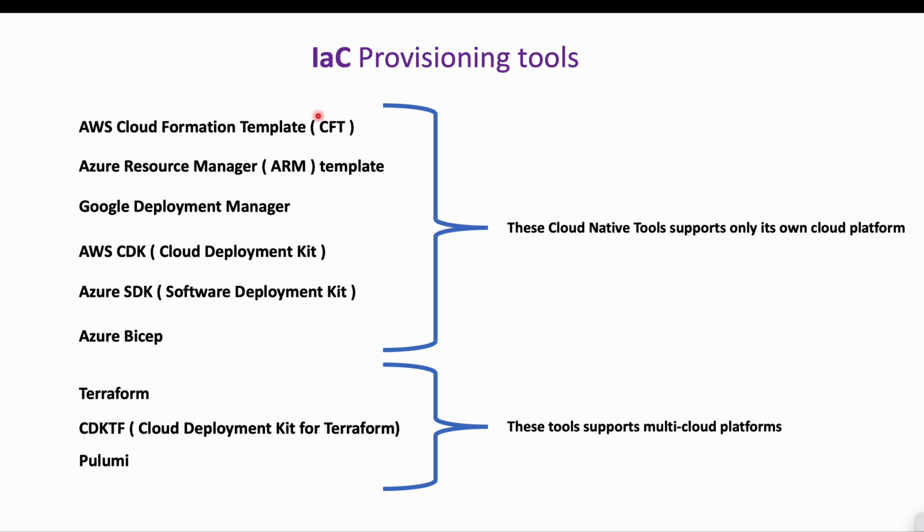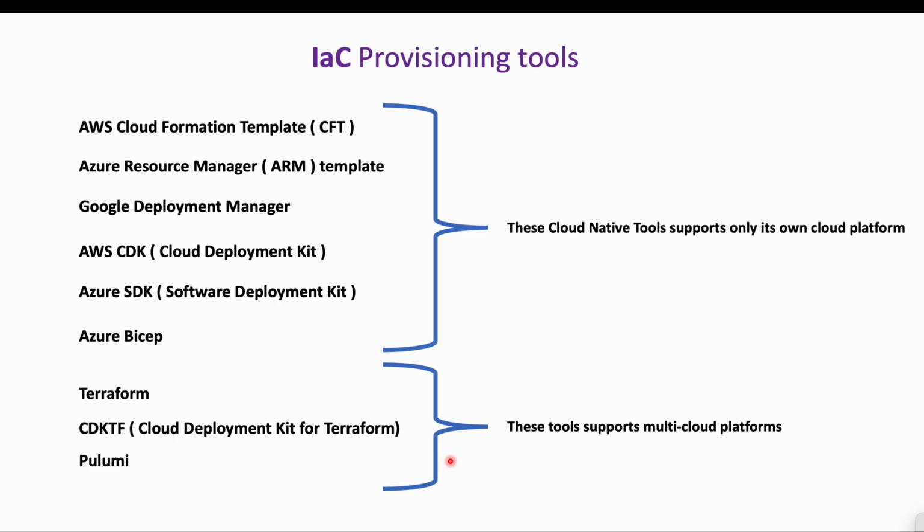So as we have these many IaC tools, let's see the CFT, ARM, Google Deployment Manager, AWS CDK, Azure SDK, and Azure Bicep. These are all what we call cloud native tools, and each supports its own cloud. That means you can create resources only on its own cloud platform. But if you take Terraform, CDKTF, or Pulumi, they support multi-cloud platforms. It means you can create resources in any of the cloud platforms. So these are the main differences.